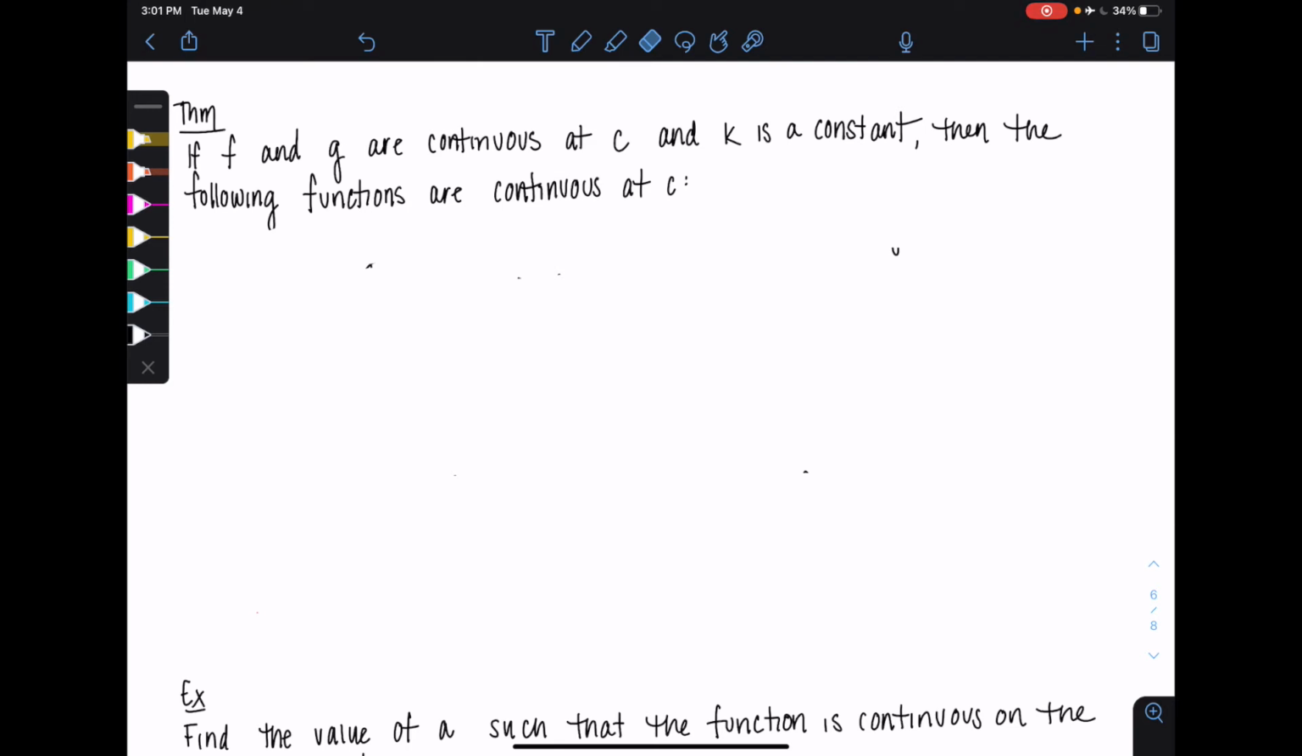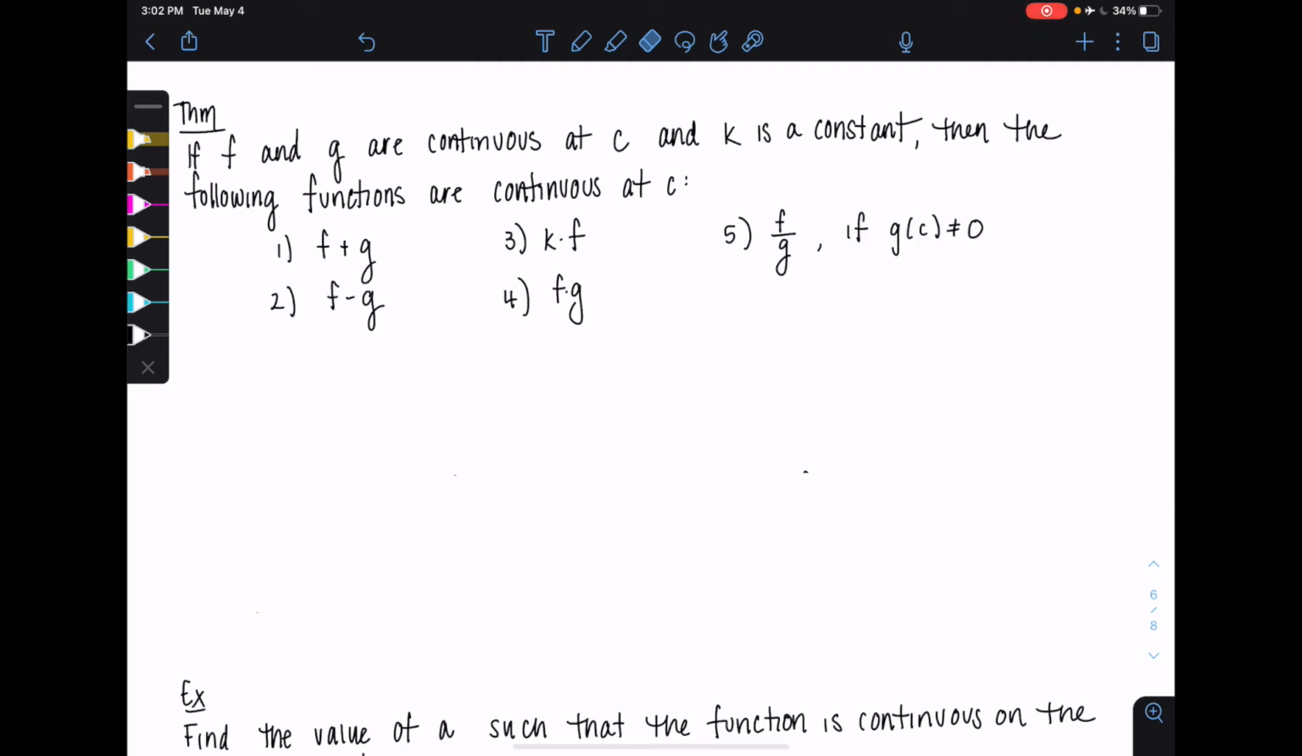So we can use our idea from all of the nice functions we know to combine functions together to figure out if they're continuous or not. So if both f and g are continuous at a point, and k is a constant, then the following functions are also continuous at c. If I add two functions that are continuous at c, the new function is continuous there. Same thing if I subtract, if I multiply by a constant, or multiply the two. And the last one, if you divide two continuous functions, it is continuous as long as that denominator is not equal to 0. Okay?